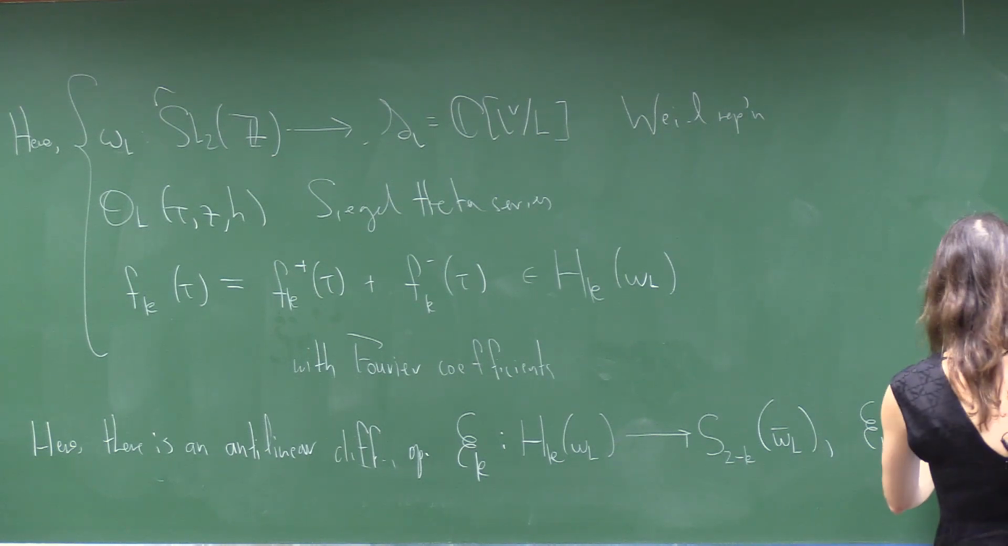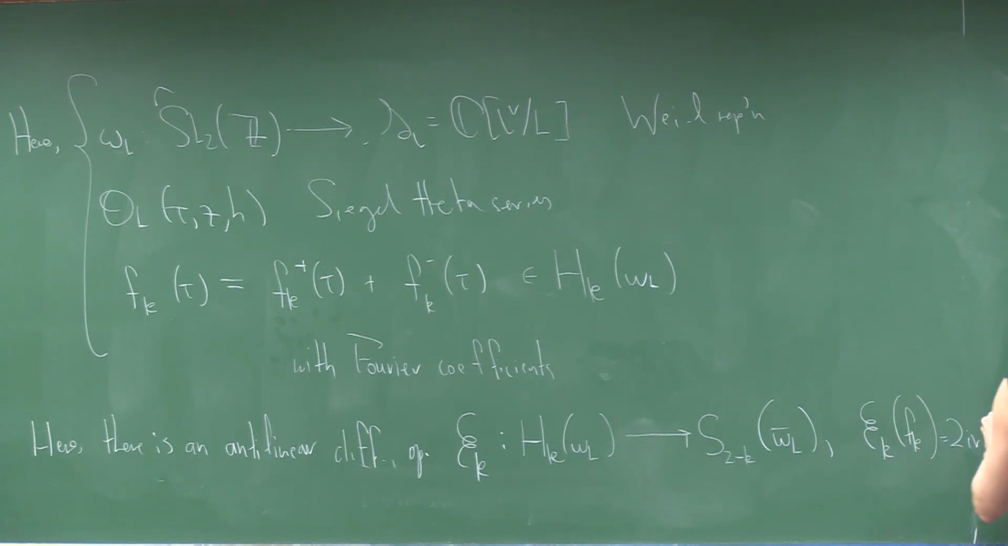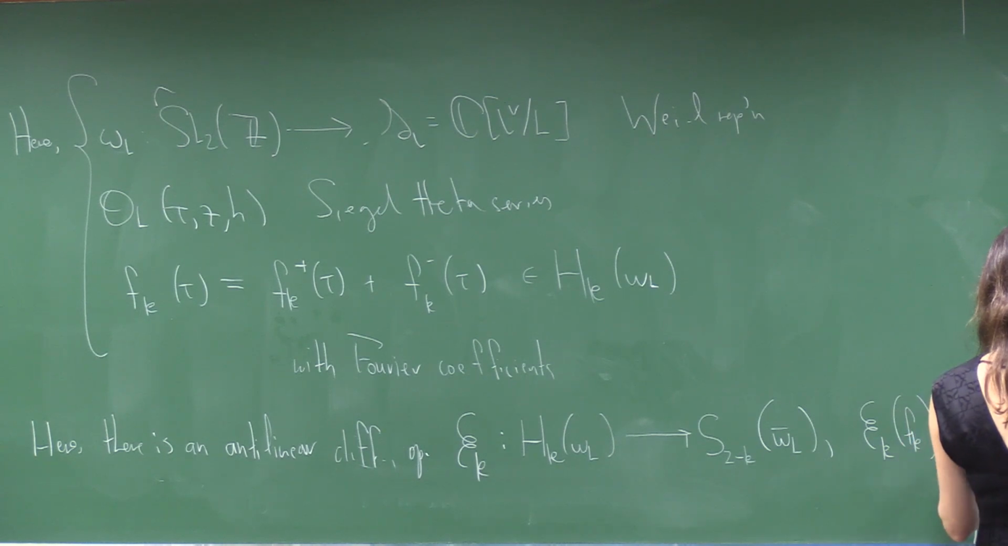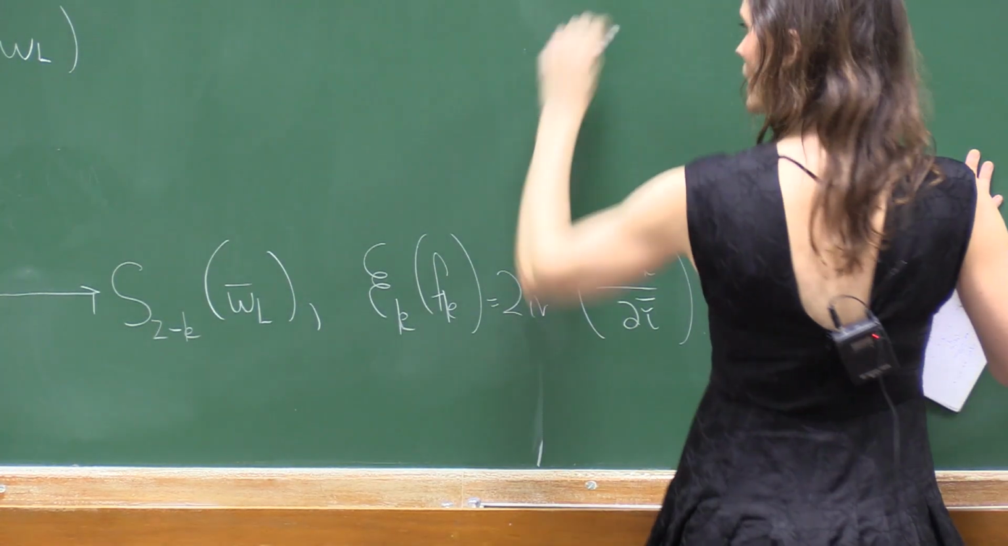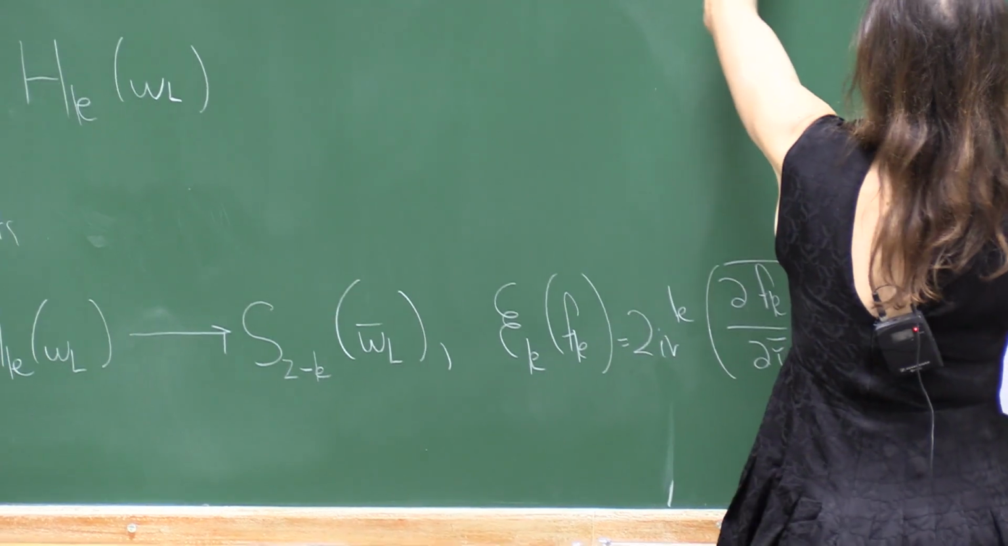Now here let me just write down what this operator is quickly. So 2iv to the power of k, the derivative of Fk complex conjugate over the derivative in tau complex conjugate. So this is some sort of explicit level lowering operator, which gives rise to an important short exact sequence.